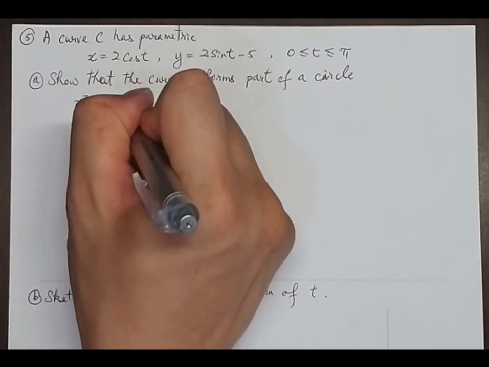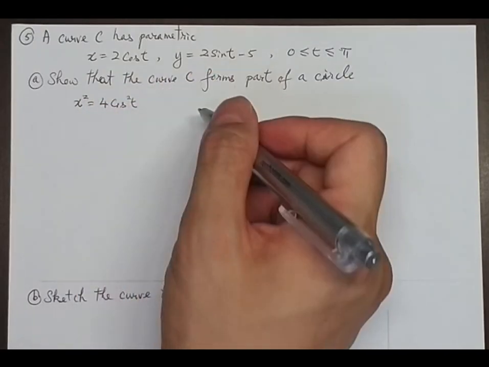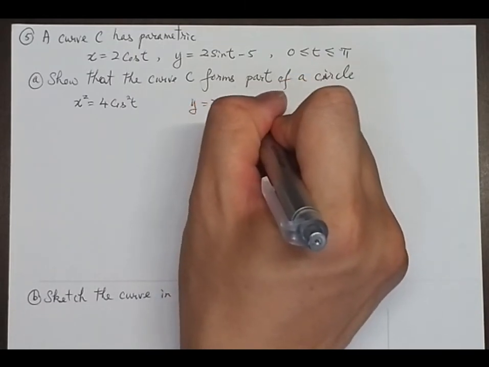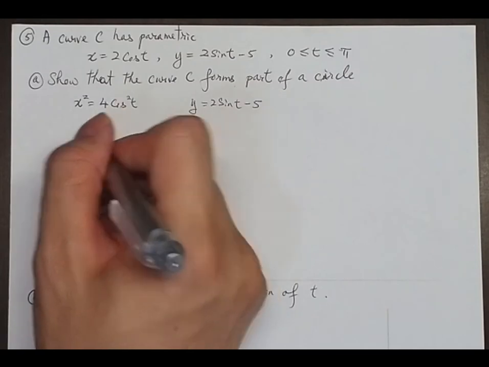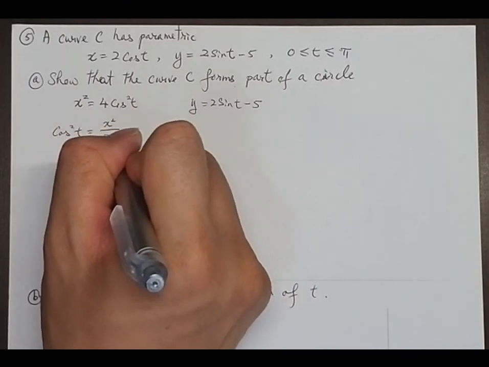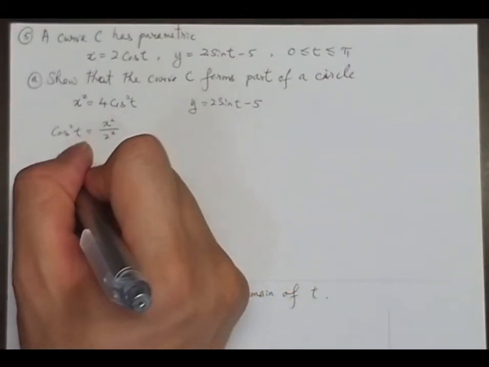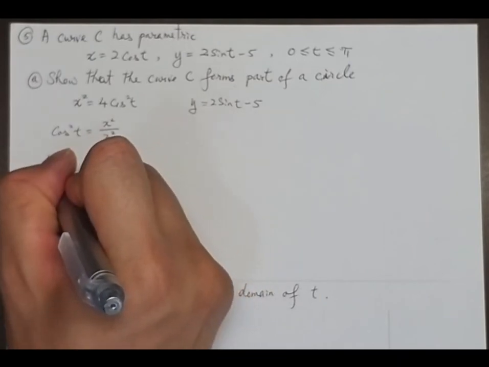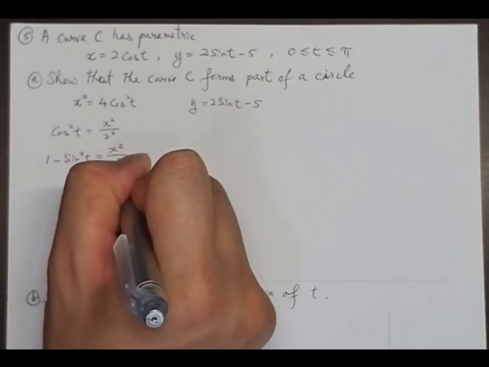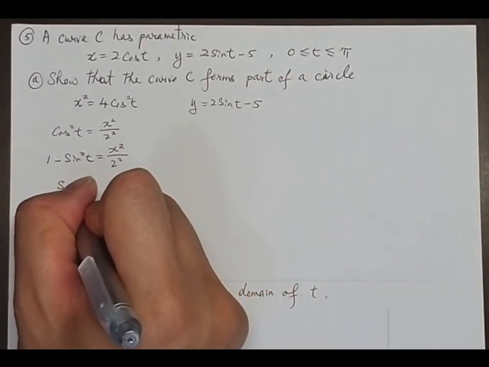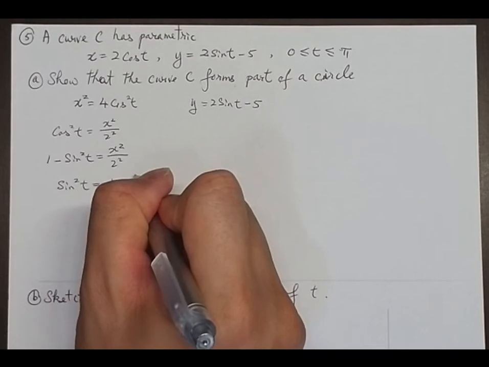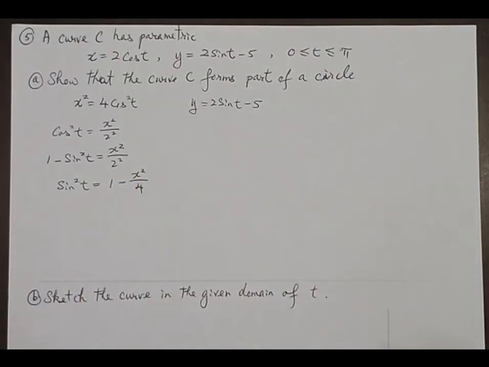4 cosine squared t, and y is equal to 2 sine t minus 5. So we got cosine squared t is equal to x squared over 2 squared. And we know that sine squared t is equal to 1 minus cosine squared t is equal to 1 minus x squared over 2 to the square. So sine squared t is equal to 1 minus x squared over 4.